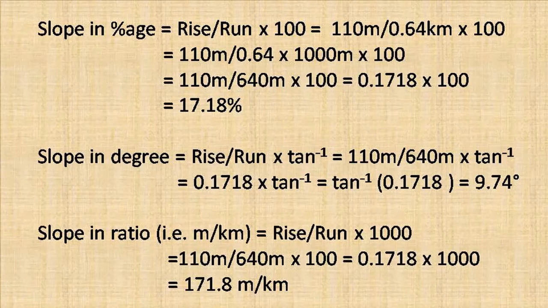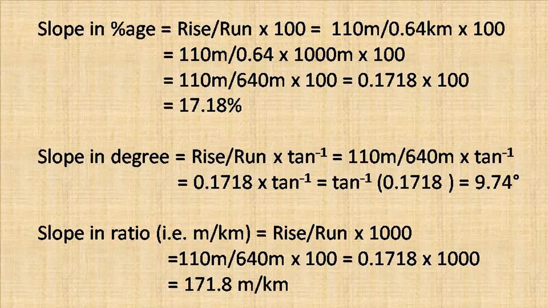So first step is to convert the kilometer into meter. So this is equal to 110 meter divided by 0.64 multiplied by 1000 meter, because 1 kilometer is equal to 1000 meter, and then multiply by 100. After simplifying this equation, we will get the value of 17.18%. So this is our slope between point A and B in percentage.